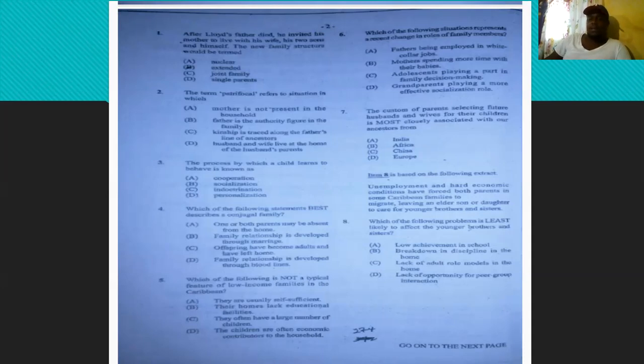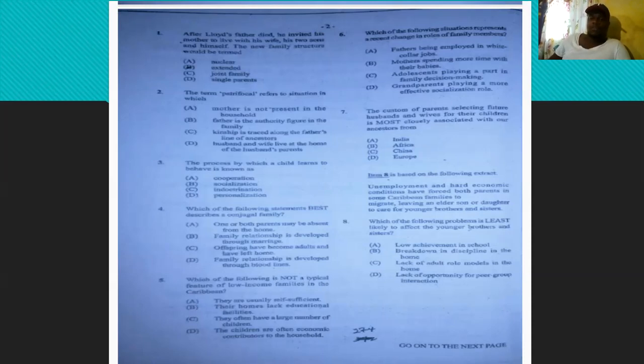Unemployment and hard economic conditions have forced both parents in some Caribbean families to migrate, leaving an elder son or daughter to care for younger brothers and sisters. Which of the following problems is least likely to affect the younger brothers and sisters? It says least likely. So they are problematic, right? They're all problematic, but we're looking at the least likely problematic one.